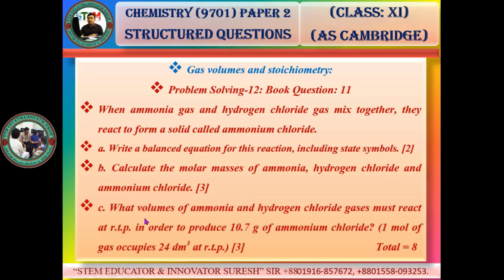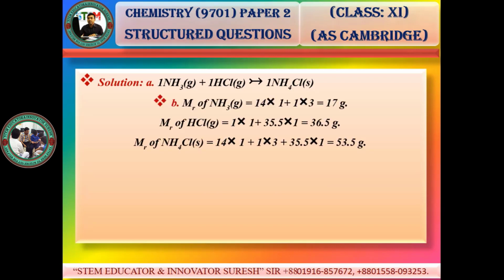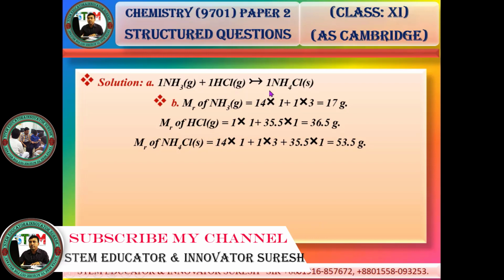And question number C: what volumes of ammonia and hydrogen chloride gases must react at RTP in order to produce 10.7 gram of ammonium chloride? 1 mole of gas occupies 24 dm cube at RTP. Marks for this question is 3. Total marks here 8. Okay, so like an exam style question. So we want to see the solution of this. Solution for A, you are asked to write the balanced equation: 1 mole ammonia gas reacting with 1 mole hydrogen chloride gas to form 1 mole of ammonium chloride as solid.